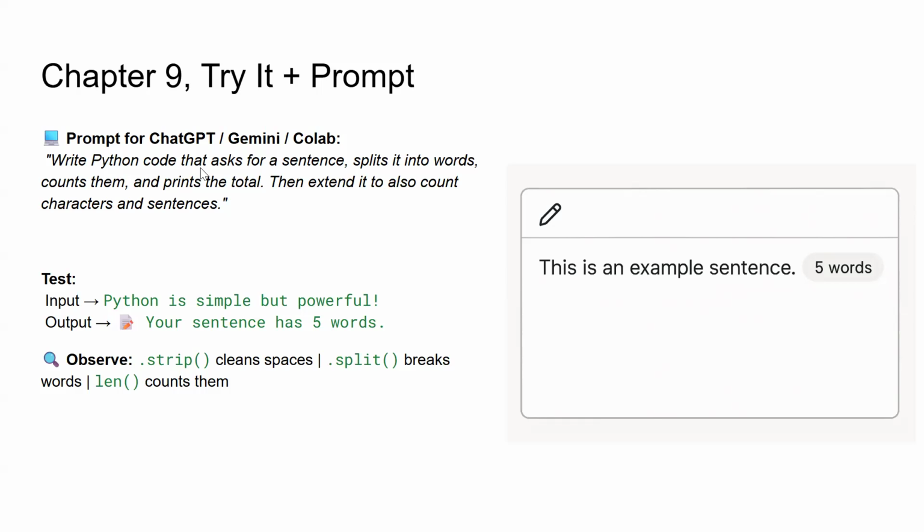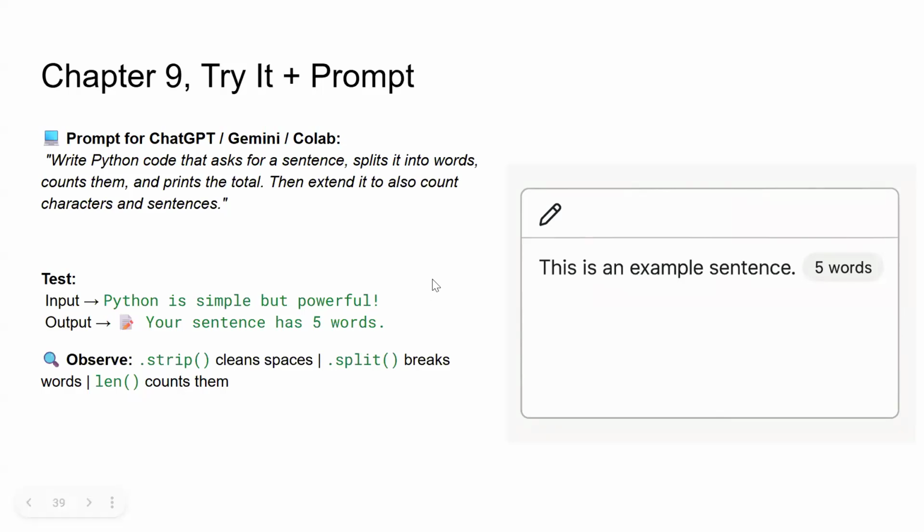If you followed, you can easily get the idea of how to write it. You want to ask for a sentence, split into words, count them, and print the total, and so on. The input would be something like this: Python is simple but powerful. Then your output would look like: your sentence has 5 words. So we're going to learn these functions today: dot strip, dot split, and length.